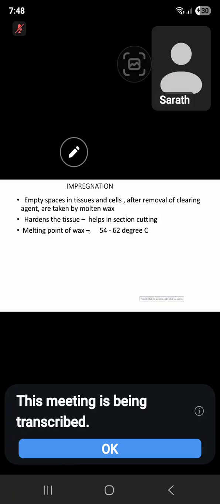Normally, the melting point of wax ranges from, some wax may be 54, some have 64, according to your type of wax. Normally, the melting point of the wax is indicated on the label of your wax container. So you have to maintain the temperature of your automated tissue processor a few degrees above the melting point of wax. Not 80s or 90s, just about 5 degrees above the melting point of wax in your wax bath.